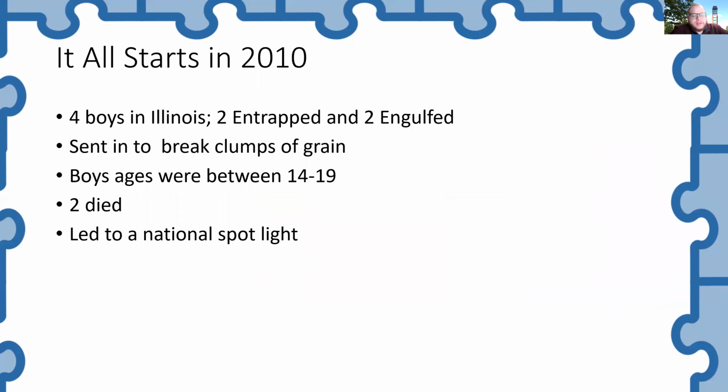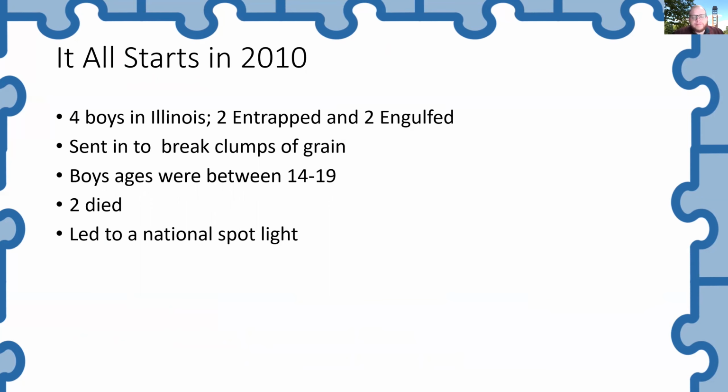In terms of grain entrapments, we've been seeing them as far back as the 60s and 70s. It really started in the 70s, but I think our earliest case was 1962 or 1964. What brought this to national attention, I would describe, is what occurred in 2010.